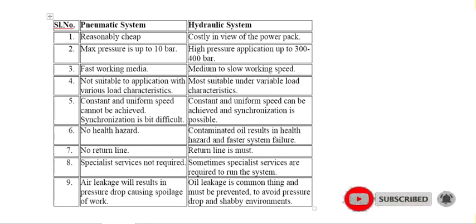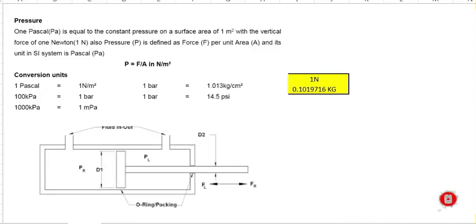In both the systems, pneumatic or hydraulic, there should not be any leakage. So this is the difference between pneumatic and hydraulic. Both the pneumatic and hydraulic system work with the help of pressure which is created by its medium, whether it's oil or air. So we should understand what pressure is and its unit.